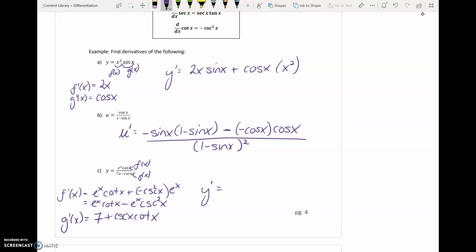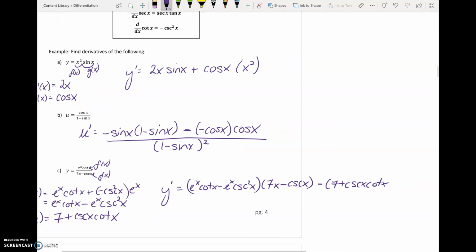Now we'll put it all together using our quotient rule. We're going to write down f prime of x and this is going to multiply with our g of x, minus g prime of x multiplied by f of x. It's a really long answer. All divided by our denominator squared.